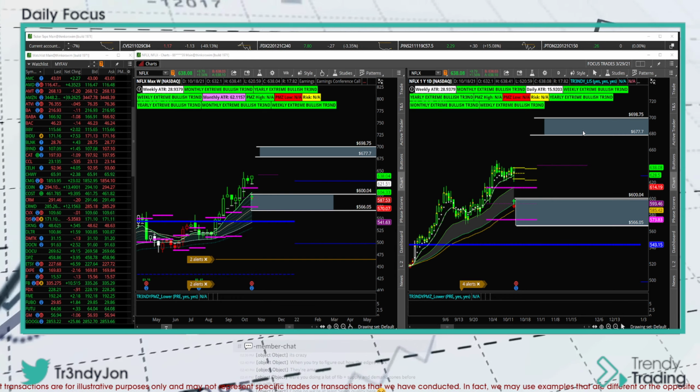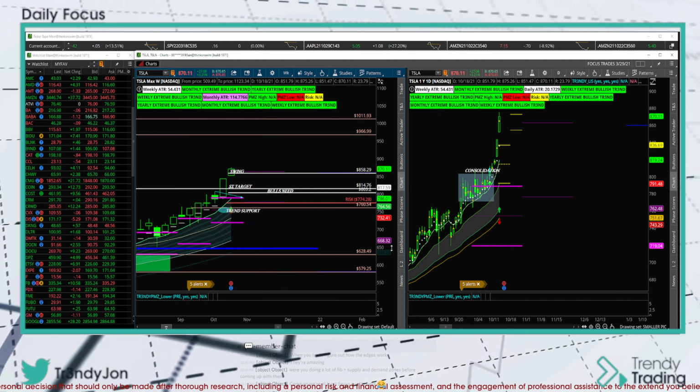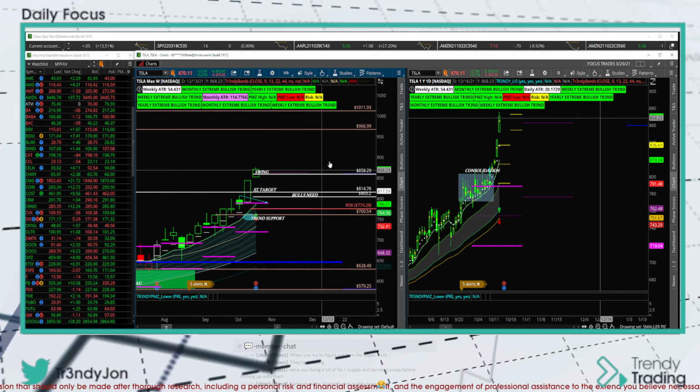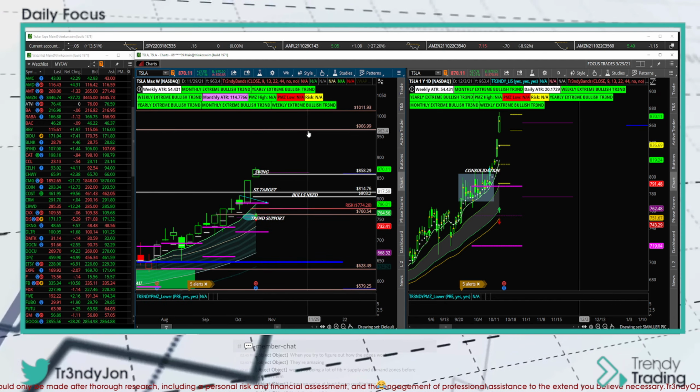All right, so Tesla, we're going to do the same thing. All right, guys, I already have some extensions that I came up with a long time ago, so we're going to keep those. As a matter of fact, I'm going to go ahead and put a box up here just like that, and I'm going to take the rest of this stuff off.